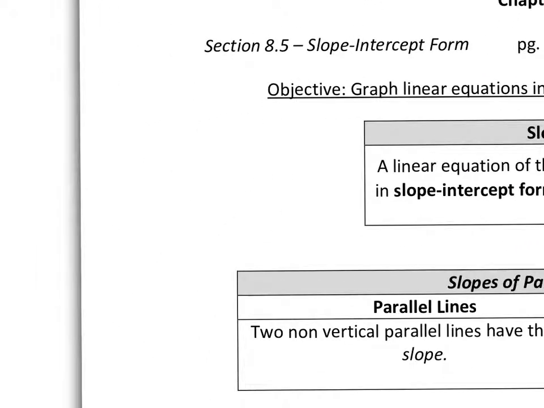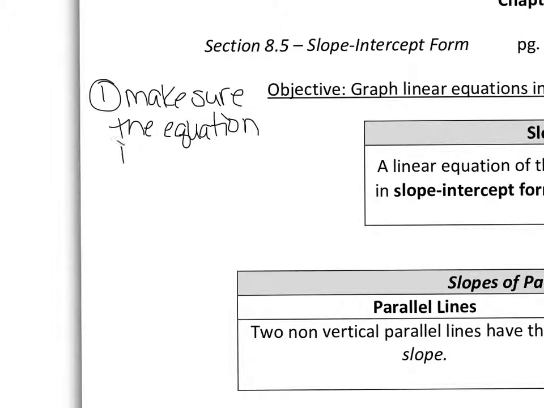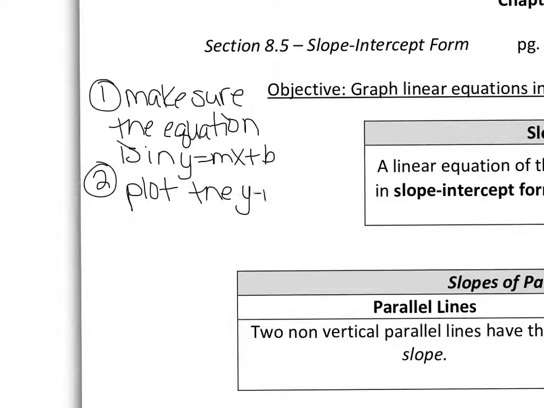So what we want to do over here off to the side, let's write some steps. If we want to graph a line using slope-intercept form, the first thing we need to do is make sure the equation is in the form y equals mx plus b. So we'll just simplify that: make sure the equation is in y equals mx plus b. Okay, once you're sure that the equation is in y equals, then we are going to plot the y-intercept.